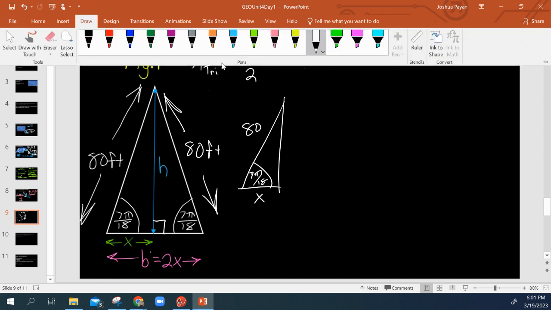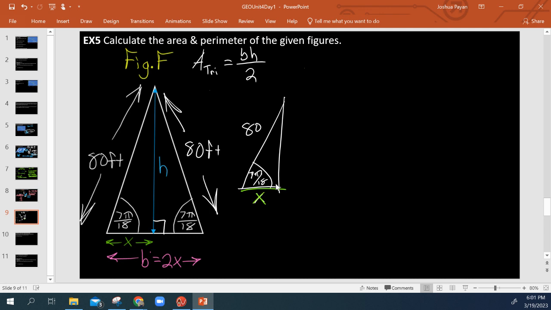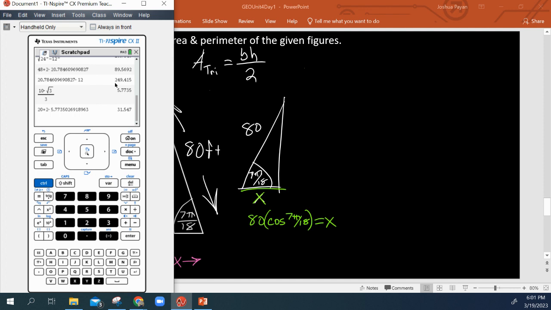We're looking for this x here, right? And I'll go ahead and change colors on us here. Okay, so to find that is quite simple. We're just going to use cosine. When we do the trig and set it up, it's just going to end up being 80 times the cosine of 7 pi over 18 is going to be equal to x. Okay, 7 pi over 18 is not a special angle. So anyway, am I in radians mode? So 80 times the cosine of 7 pi over 18.